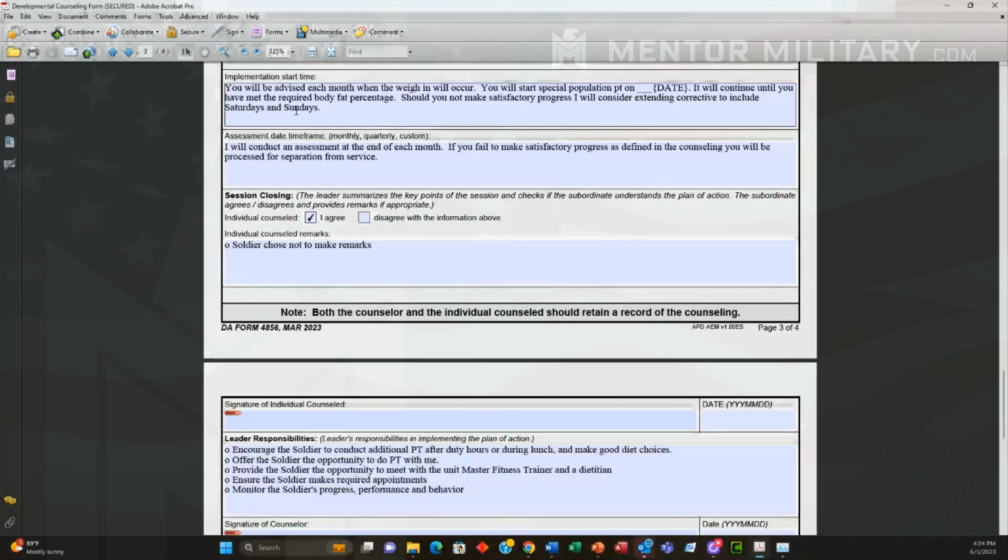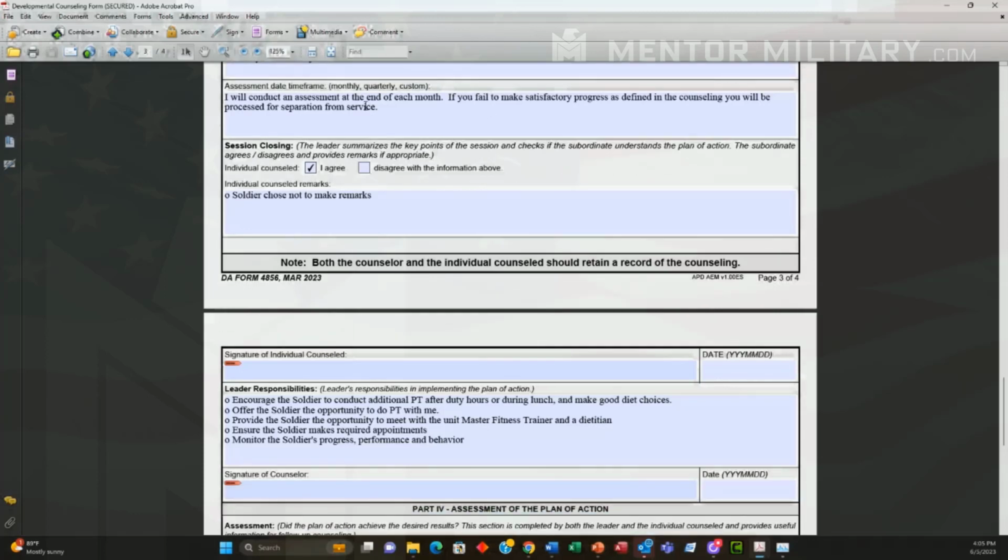Now, implementation start time. You will be advised each month when the weigh-in will occur. You will start special population PT on blank date. It will continue until you have met the required body fat percentages. Should you not make satisfactory progress, I will consider extending corrective training to include Saturdays and Sundays. Now, assessment. I will conduct assessment at the end of each month. If you fail to make satisfactory progress as defined in the counseling, you will be processed for separation from service.